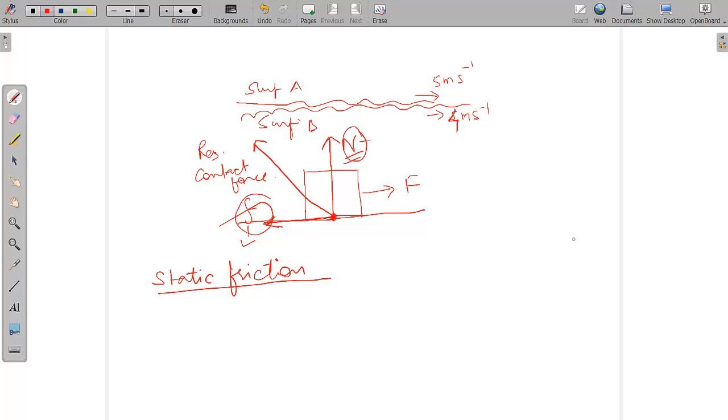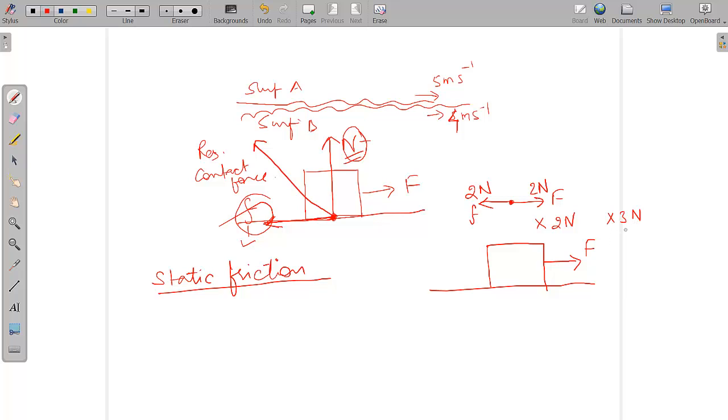So let's say there is a block resting on a table. This is not moving. You just start applying some very small force. The block is still not moving. Let's say you applied 2 newtons of force, the block didn't move. You applied 3 newtons of force, the block didn't move. If you are applying 2 newtons of force and the block is not moving, that means there is some force on the backside that is also 2 newtons, only then the block is not moving. So if this F was 2 newtons, this frictional force was also 2 newtons.